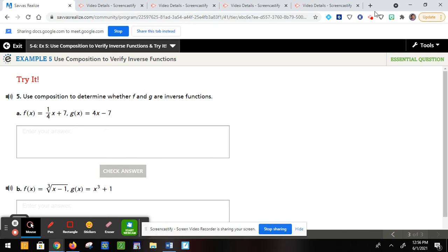So you got a couple to try here. This is more like the second part of the example, where you're just checking to see whether or not two functions are inverses of each other. So you're going to compose them with each other, and if you get x, then it is. If you get anything else, it's not. So pause it, give these a try, and then come back and check.